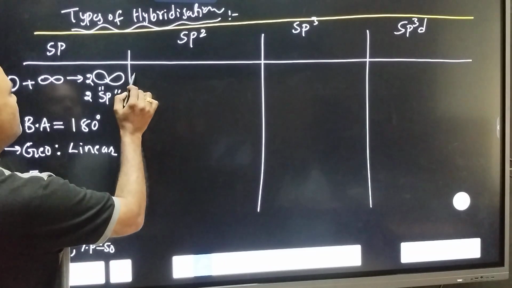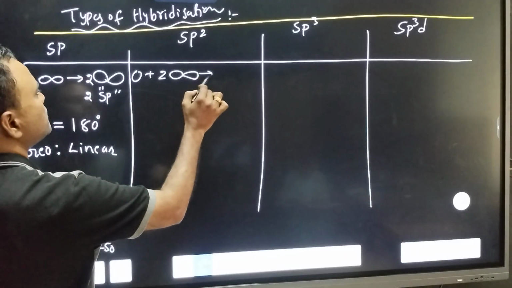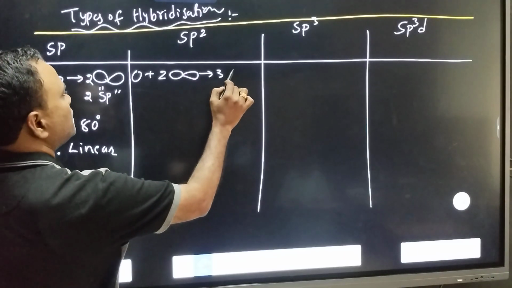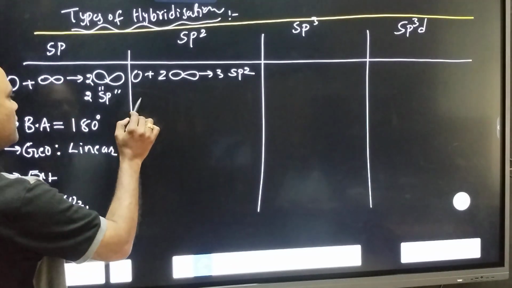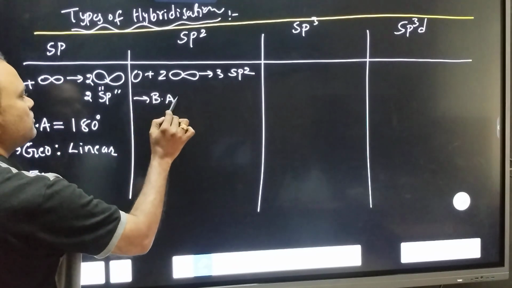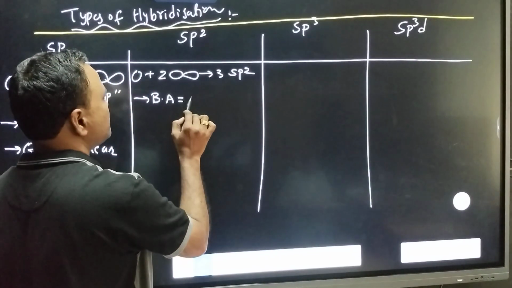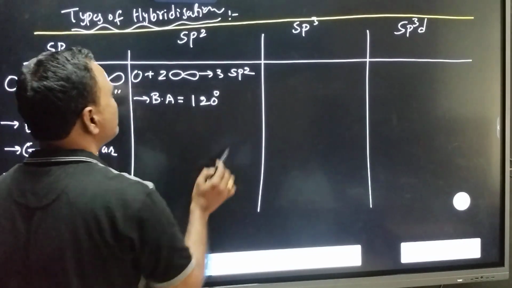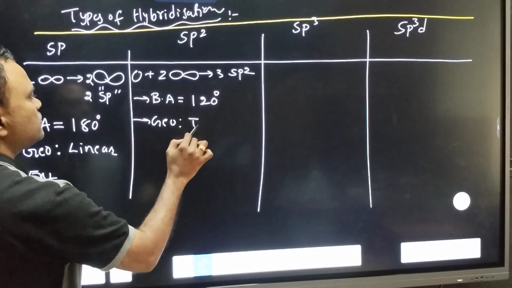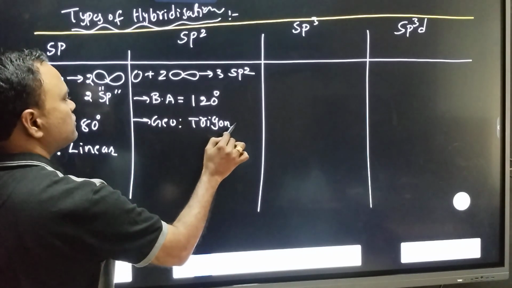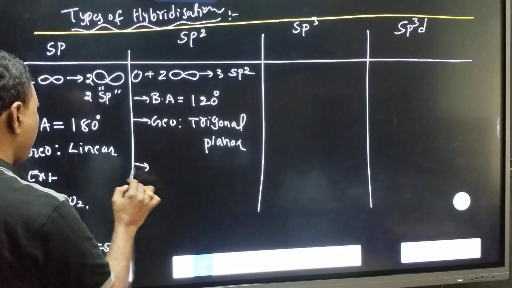Next, sp2 hybridization. One s orbital and two p orbitals mixed together to form three sp2 hybridized orbitals. Bond angle in case of sp2: how much? 120 degrees. And geometry: trigonal planar geometry.